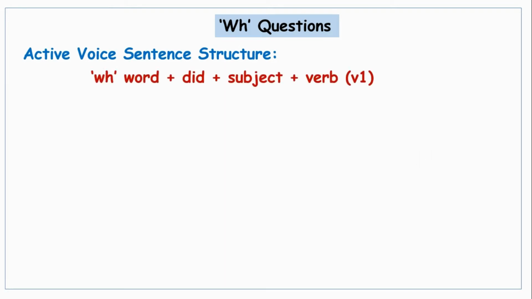Now let us learn about how to convert WH questions from simple past tense active voice to passive voice. Let us look at the sentence structure of active voice in WH questions. WH word plus did plus subject plus verb V1. Okay, so this is the structure of active voice sentence in WH questions in the simple past tense. Look at this sentence. What did she buy?